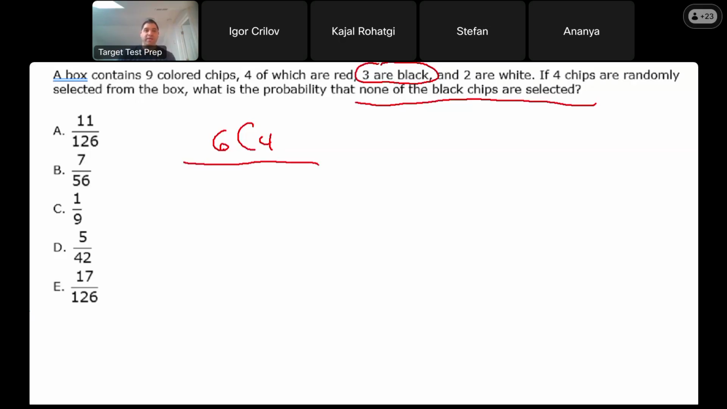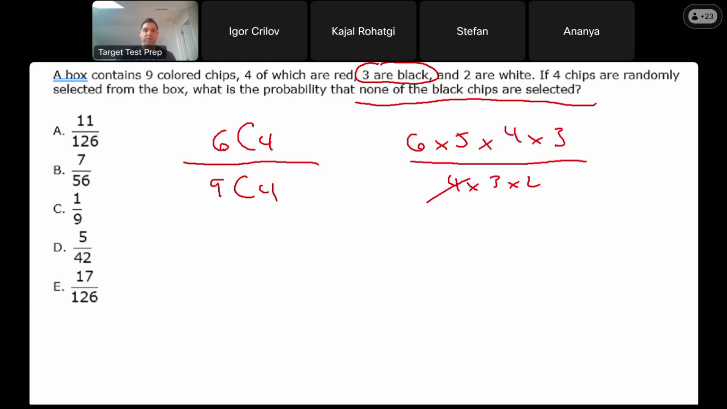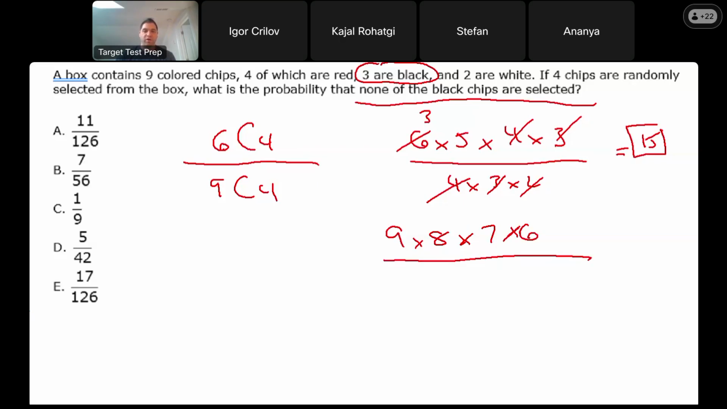To do the total outcomes, we take the total number of chips and the total number we need. That's 9 choose 4. So if we do that out, 6 times 5 times 4 times 3 over 4 times 3 times 2. We get some canceling here. That's going to be 15. And then 9 choose 4, 9 times 8 times 7 times 6 over 4 times 3 times 2.